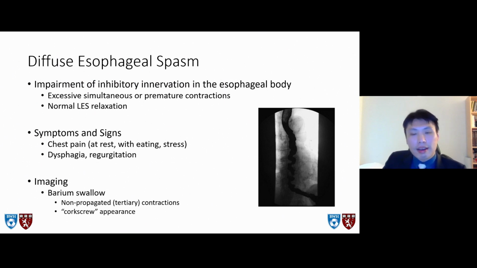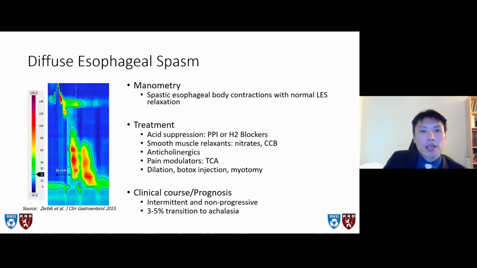I'm going to quickly go through a couple of other motility disorders, including diffuse esophageal spasm, mainly involving the impairment of inhibitory innervation of the esophageal body. These patients generally have simultaneous contractions of the esophageal body, but normal lower esophageal sphincter relaxation. These patients often come in with chest pain, but can also come in with dysphagia or regurgitation. On barium swallow, they generally have a characteristic corkscrew type appearance that you can see here. On manometry, you can see spastic simultaneous contractions with a normal lower esophageal sphincter.